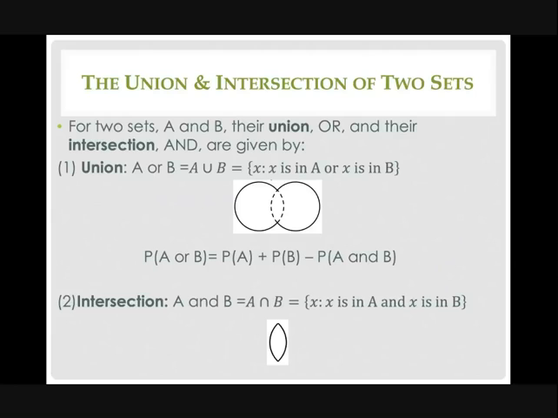Now notice that for the probability of A or B, we take the probability of A plus the probability of B. However, we subtract the probability of A and B because those things have already been counted either with A or with B. So to include it again would be considered double dipping. And we take the intersection of A and B. So for the intersection of A and B, it must satisfy both criteria.